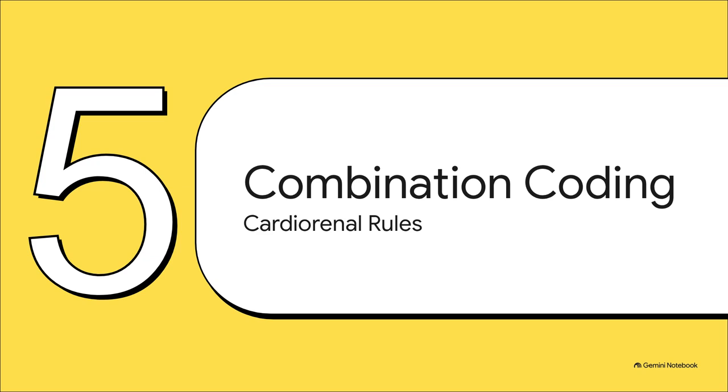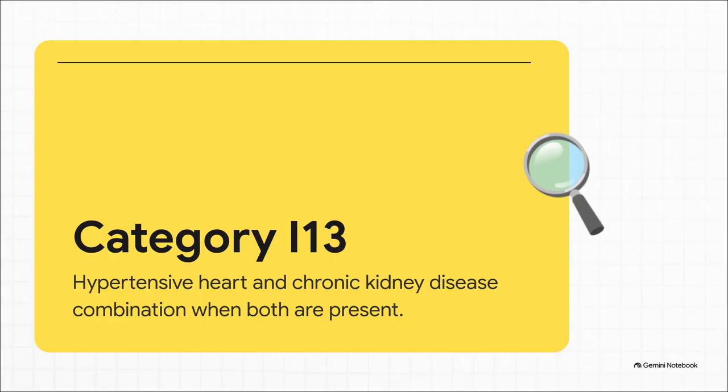Section 5. Cardio-renal combination coding rules. For our final and honestly most important segment, we're bringing all of this together to synthesize the rules for complex, multi-system encounters. So, when a patient is suffering from hypertension, alongside both heart disease and chronic kidney disease, we rely on the powerful combination category I13. Now, this code category is a total workhorse, but it requires support.